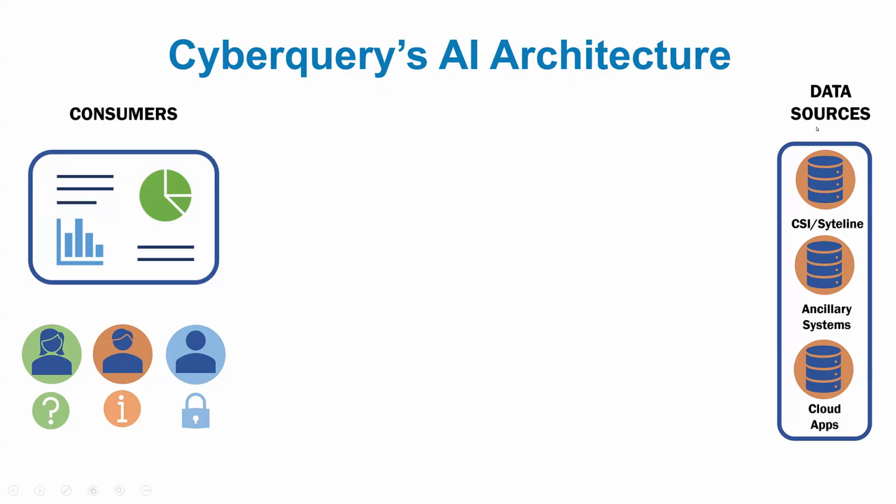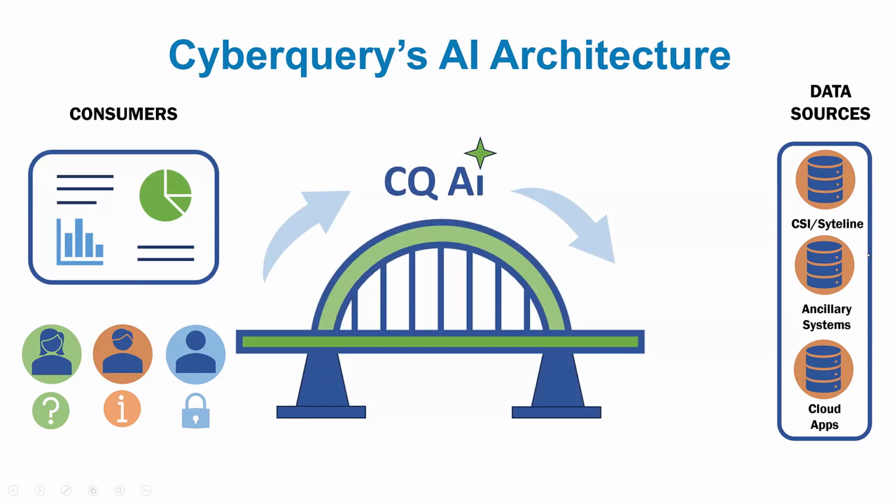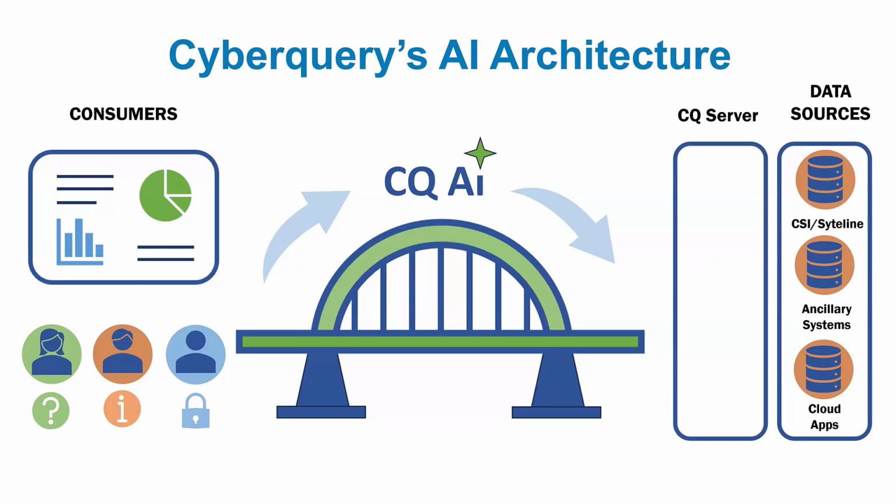Over here on the far right, you have your data sources. So this could be CSI SyteLine. It could be ancillary systems like CPQ or Inforce CRM. It might be cloud-based apps like Salesforce or anything else. So these are your data sources. So the whole idea with CyberQuery AI is how do we bridge the gap between the consumers and the data sources? And specifically, how do we do that? It's with what we call our CyberQuery server. So this is just going to be a Windows server in your environment. So it could be in your cloud environment. It could be on-prem.